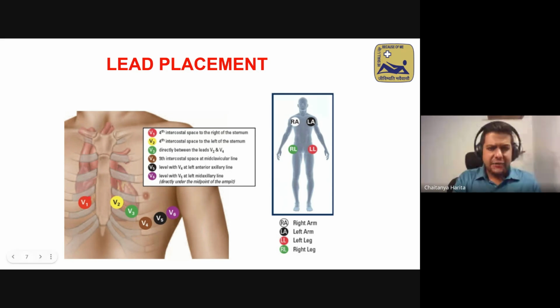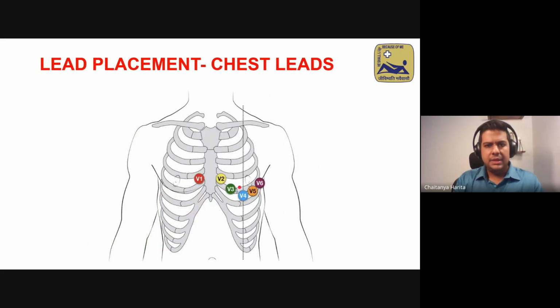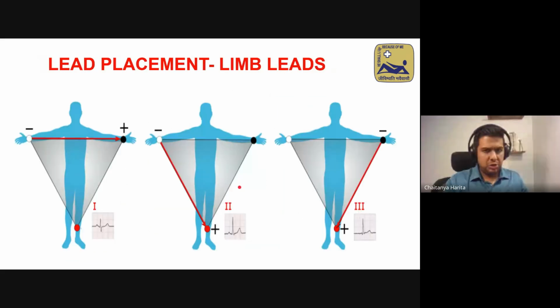V1 is in the right fourth intercostal space, right of the sternum. V2 is on the left. V4 is at the fifth intercostal space in the mid clavicle line. V3 is exactly in between V2 and V4. V5 is at the anterior, and V6 is at the mid axillary point. It's important to note that they have to be in the same straight line. So the chest leads basically give us one horizontal cross section when we look at the heart. This is another example showing the chest leads.